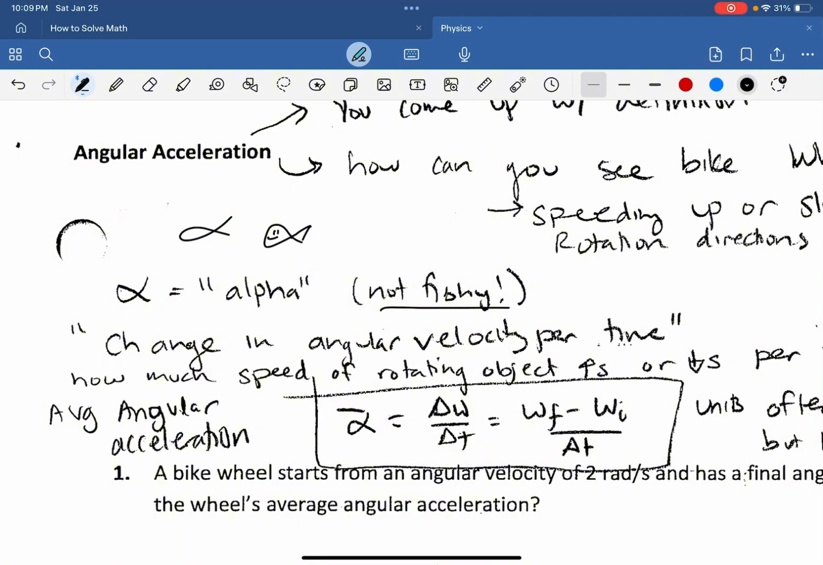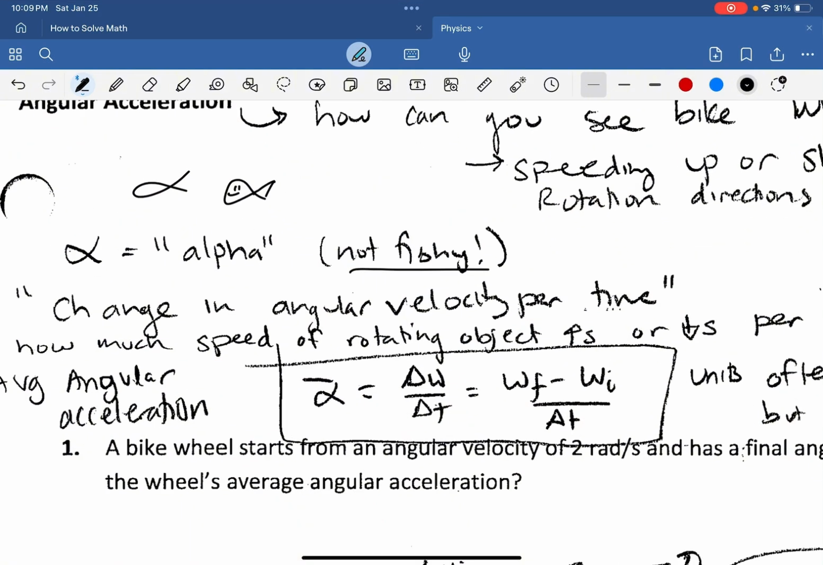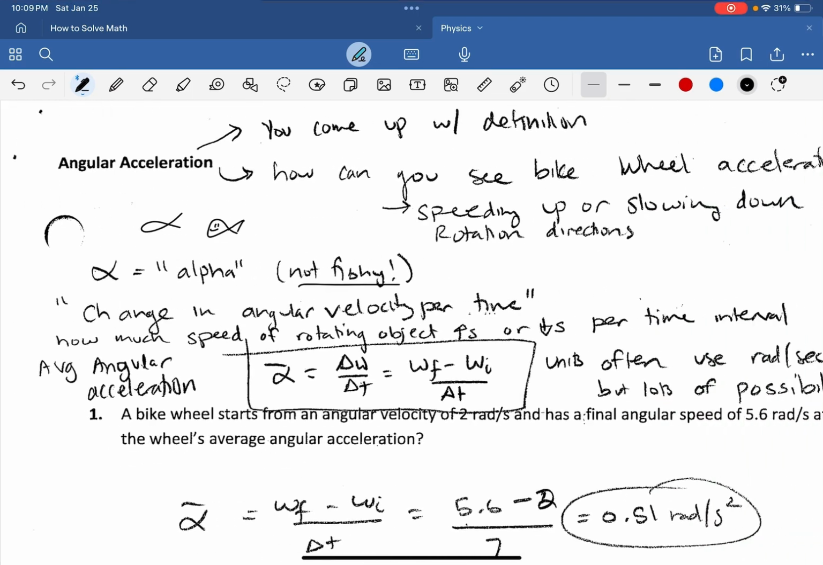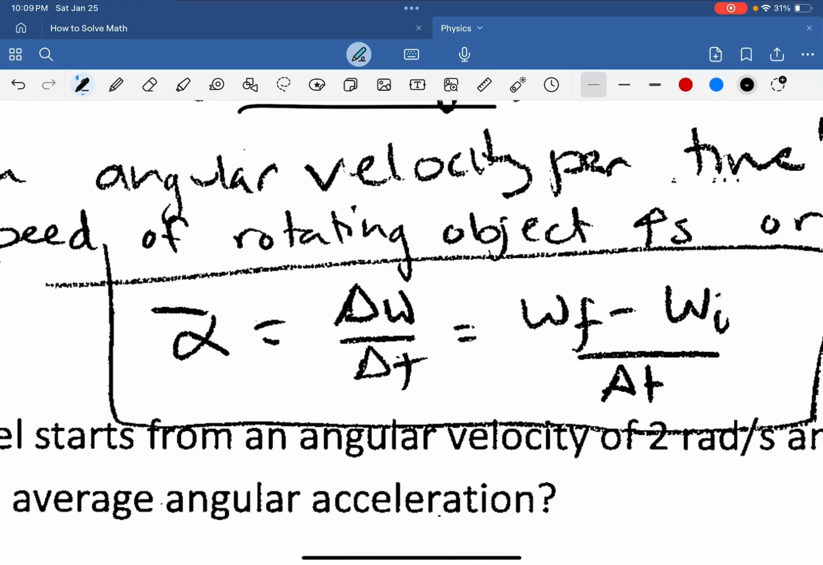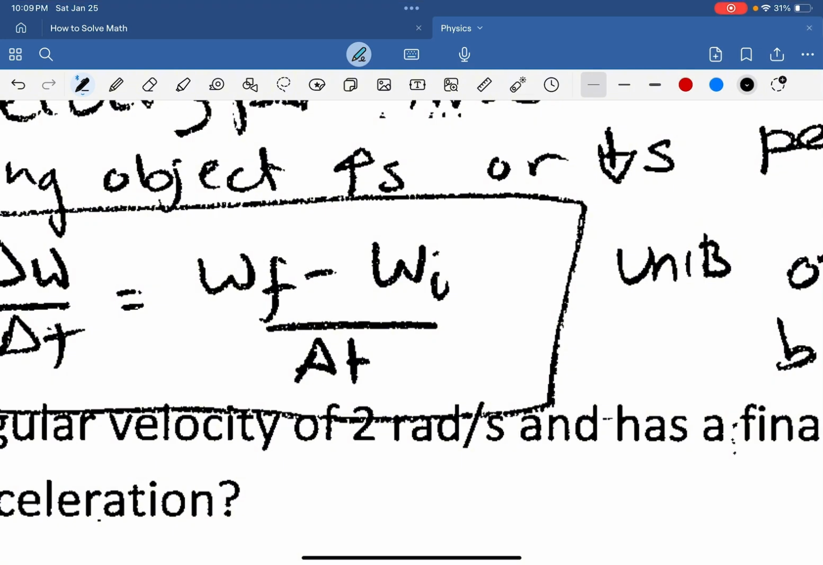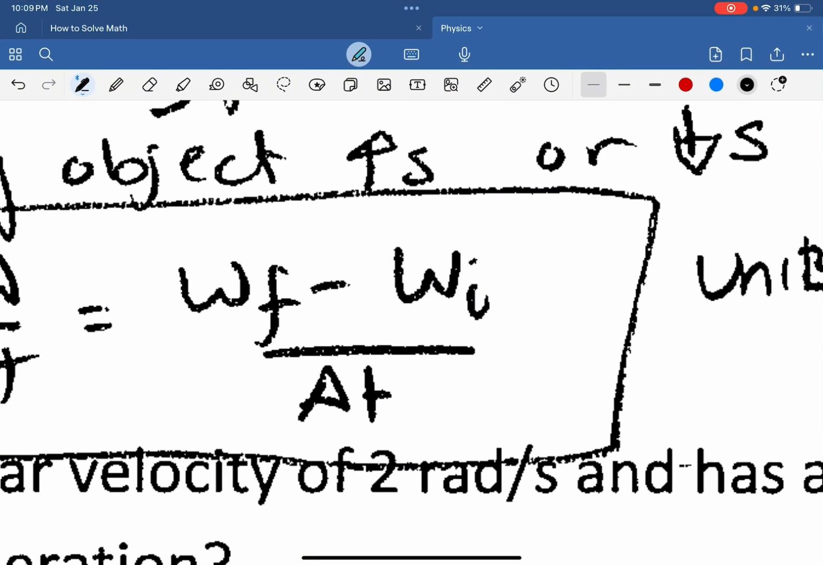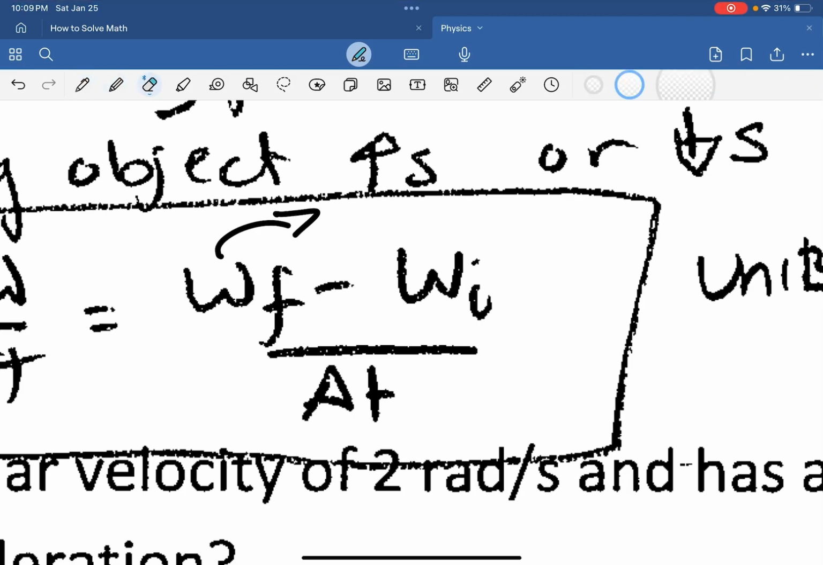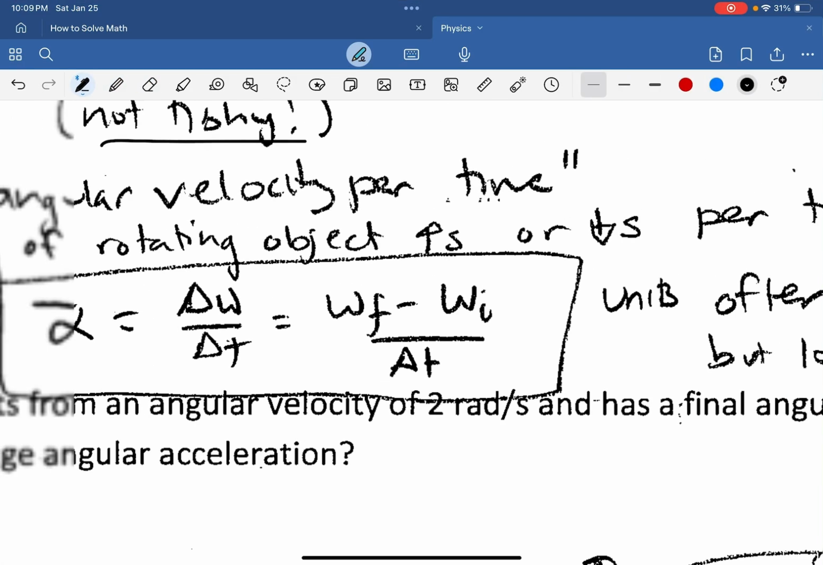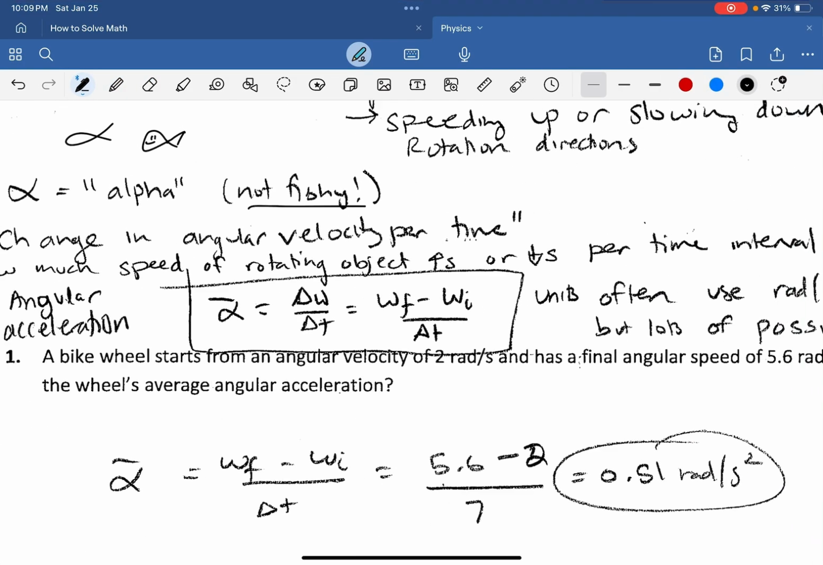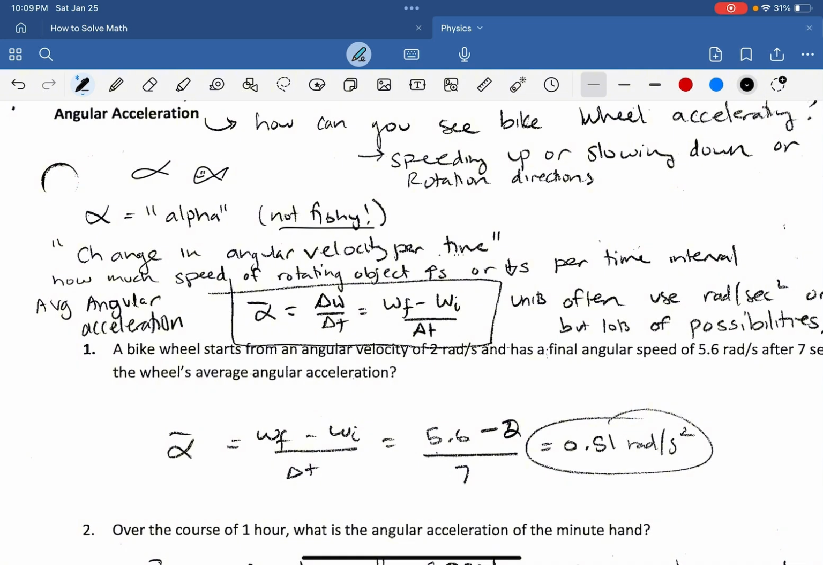Anyways, that's alpha, and it means change in angular velocity per time. So average angular acceleration is going to be change in omega over change in time, which also means omega final minus omega initial over change in time. By the way, I'm just saying omega because I don't want to say the entire thing, which is change in angular velocity, so it's very long. But it basically means how much the speed of a rotating object increases or decreases per time interval.